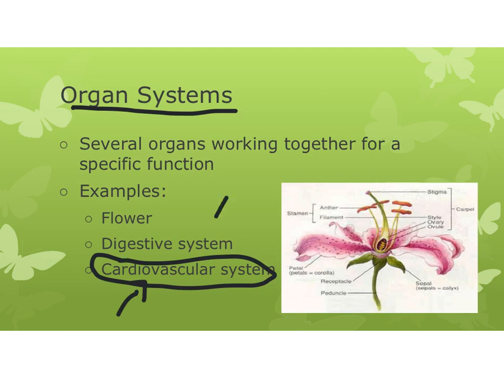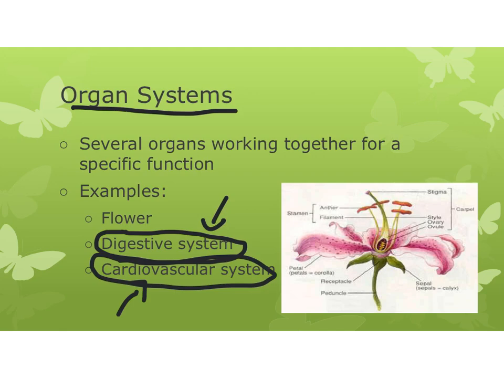Similarly, if I took the stomach and the esophagus and the small intestine and the large intestine and the liver, all of those organs work together towards breaking down and absorbing the nutrients from our food. So that would be considered the digestive system.